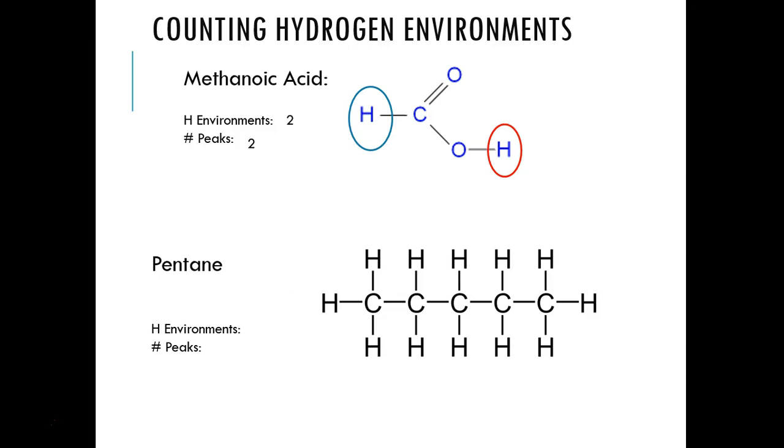Now, pentane is a little more interesting. If you were doing this quickly, you might look and say, well, there's 5 carbons with hydrogens attached. There's probably 5 environments. Not so. This is a completely symmetrical molecule, so the hydrogens on both ends are in equivalent environments. If I rotated this entire molecule in space 180 degrees, you wouldn't be able to tell the carbons on each end apart from each other. Okay, so because it's completely symmetrical, those end hydrogens are in similar environments.